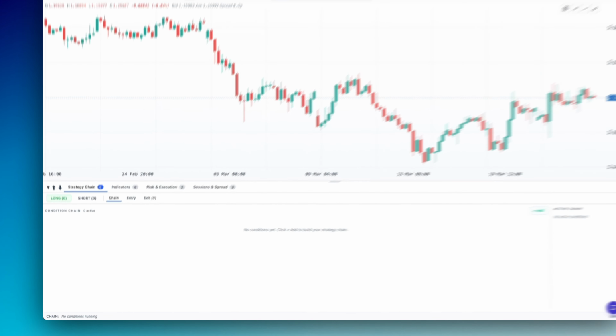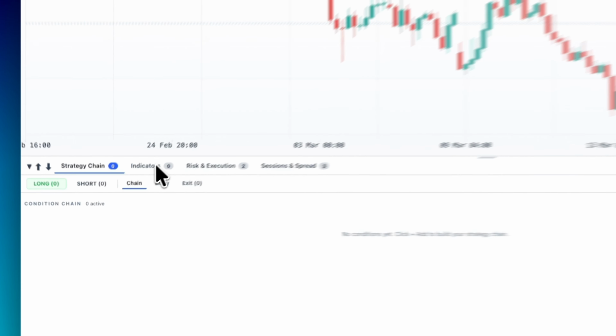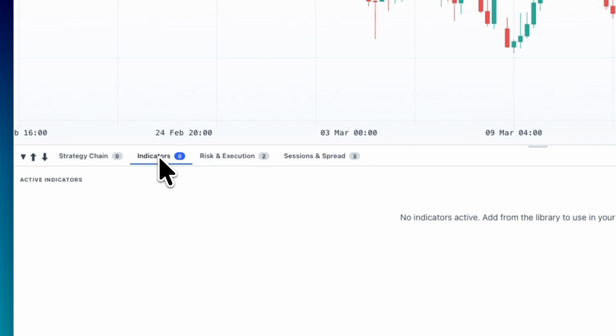Let's build a strategy from scratch. This is the core of raw edge. You're basically stacking conditions on top of each other. No code, just clicks. So up top, I'll pick euro dollar on the 4-hour chart. It loads about 5,000 candles, which gives us around 2.5 years of data to test with.